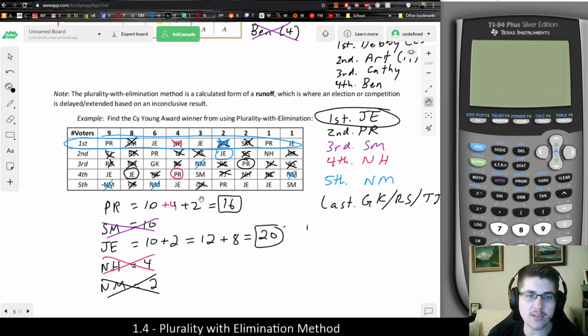That's why I recommend that you take notes like I'm doing, but you don't have to. When I first was teaching this section, I didn't actually keep these sorts of notes, but I think you'll find them helpful to keep track after all is said and done. Anyways, in the next video, I'll do another example of the plurality with elimination method.